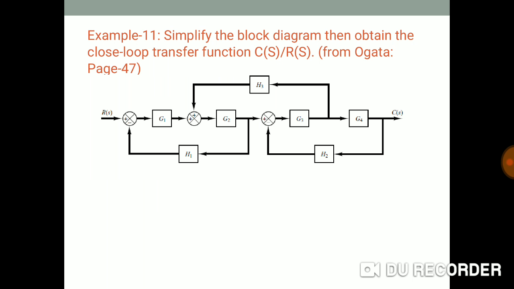We will go for another example. Simplify the block diagram and then obtain the closed loop transfer function C(s) upon R(s). This is from the book Ogata, page number 47.